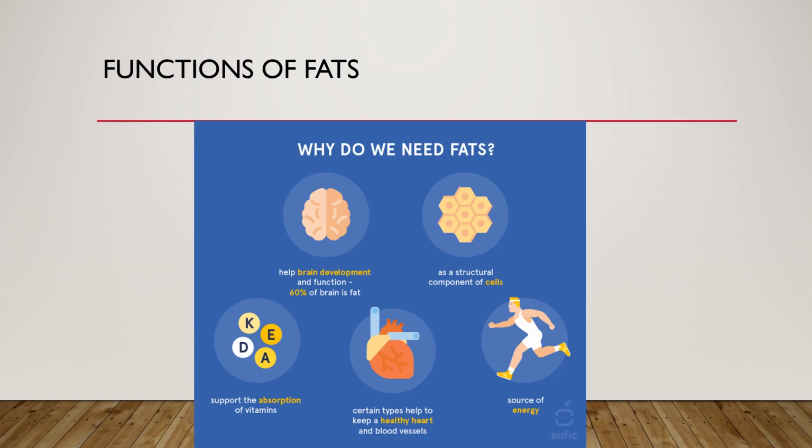As I mentioned earlier, our cells need to be in a proper structure to function well, and that protection is provided by fat. Again, fat provides us a source of energy because it reserves it in the body. Certain types help keep the heart and blood vessels healthy, and support the absorption of vitamins. We have discussed this earlier as well. Moving on to the next slide.